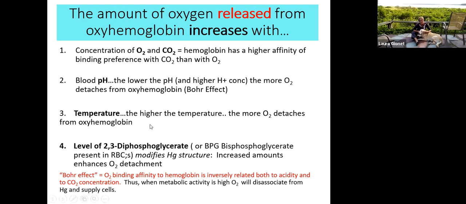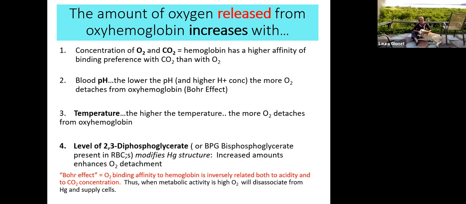Okay, and lastly, one of the factors is the level of 2,3-bisphosphoglycerate. Right, this is a molecule that builds up in the red blood cells with activity, and that molecule has a tendency to modify and kind of change, kind of twist.